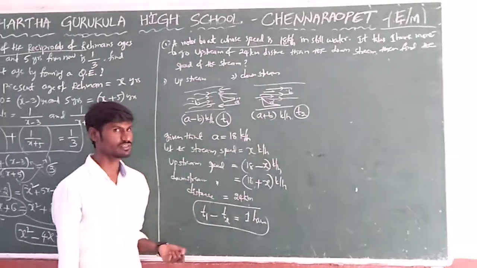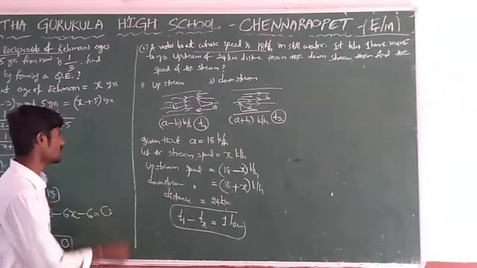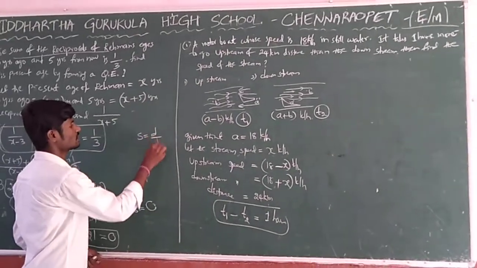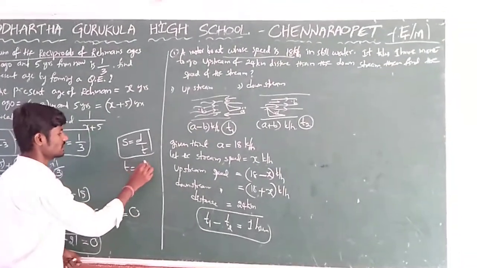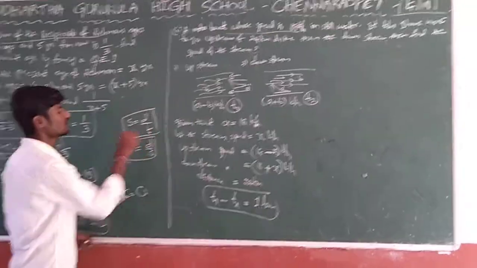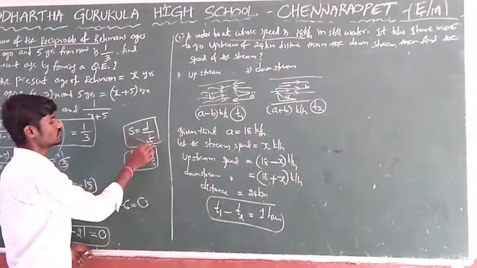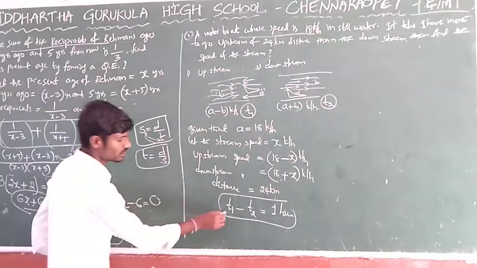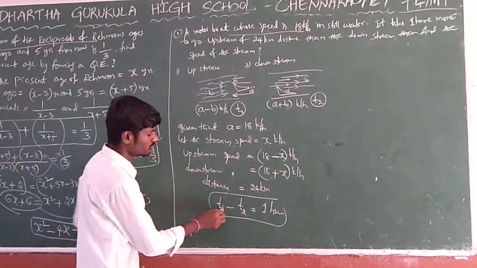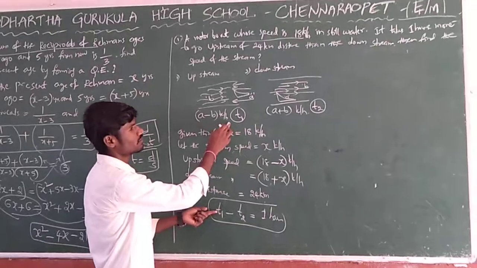The difference between the times. We know that the basic formula of speed is equal to what? Distance by time. From this, time can be written as distance by speed. To find the time, if we transpose both, T equals distance by speed. Based upon this, T1, how much here? T1 means time taken by the upstream.